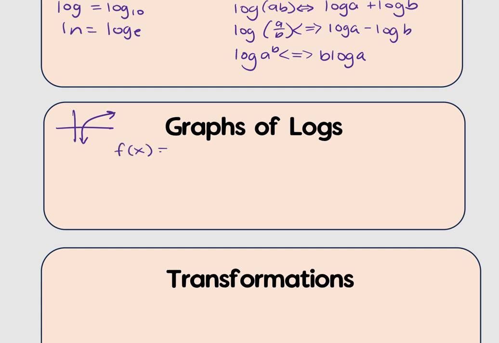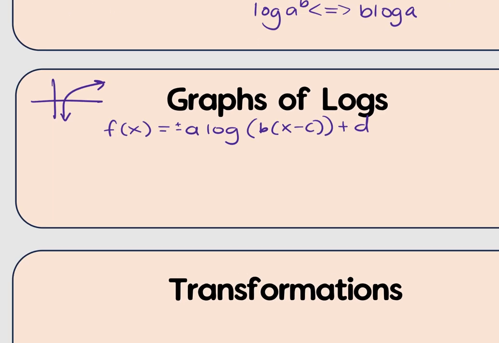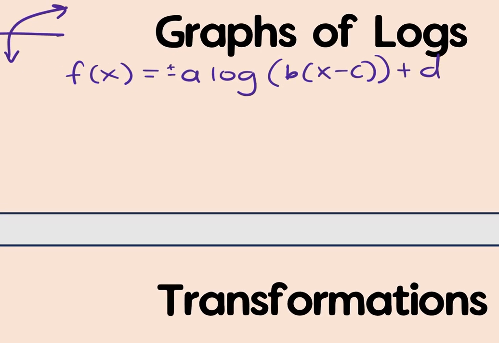So f of x equals a, let's do plus and minus, log bx minus c, close it, plus or minus d. All the transformation options, so same as all the other functions, right? Everything that happens outside the parentheses is affecting your vertical. Everything that happens inside the parentheses is affecting your horizontal. So the plus or minus at the front is your reflection, right? If it's positive, it has your typical shape. If it's negative, it flips upside down to form almost like an L.